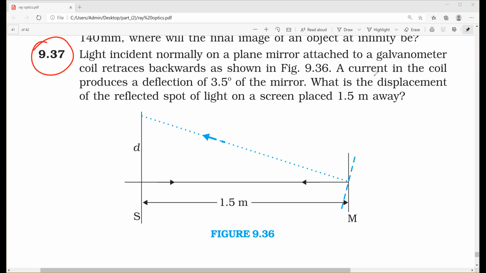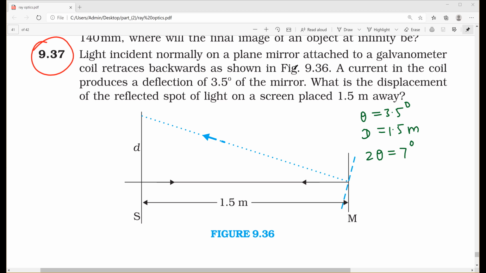So here from the question they have given the angle of deflection. So that is angle of deflection theta is equal to 3.5 degree. The distance of the screen from the mirror, D, is equal to 1.5 meter, given. The reflected ray gets deflected by twice the angle of deflection, 2 theta is equal to 7 degree.